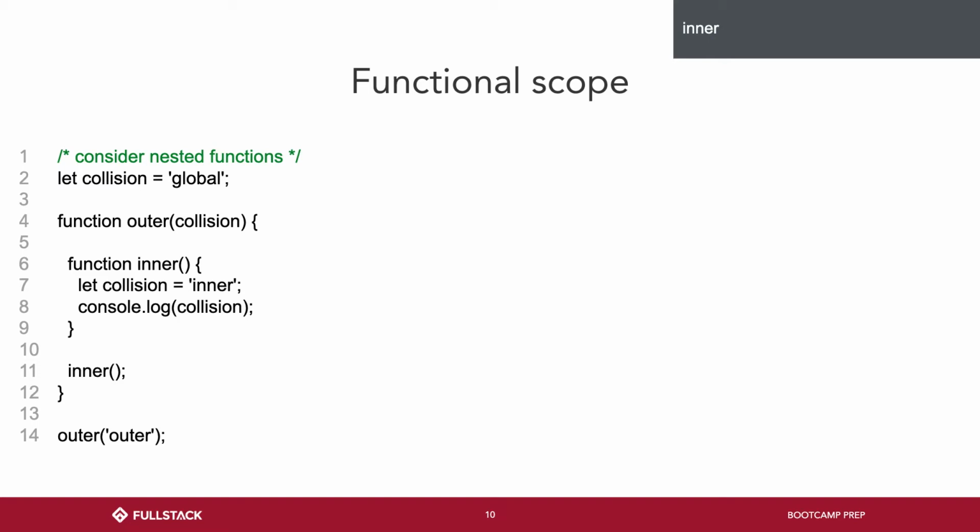So here we have a collision. We have two things colliding. When we call outer and we pass in outer, that means this parameter collision is now equal to this string outer. But when we call inner, we define inside of inner another variable that has the same name, collision, and we set it equal to inner. So when we console.log collision, we look at our own scope first. So that's why we get inner. Okay? Cool.